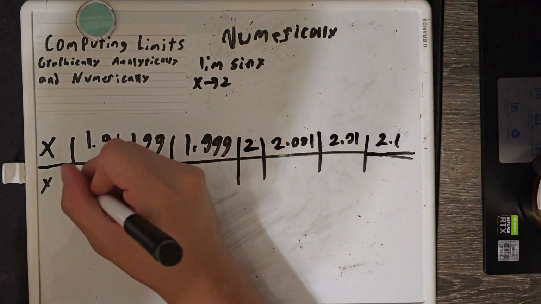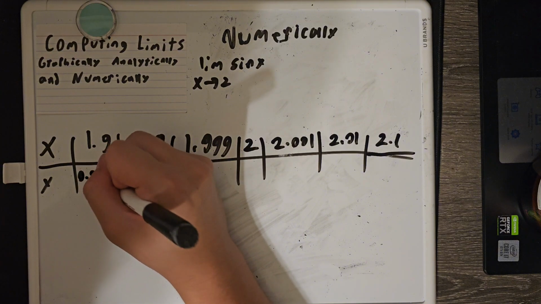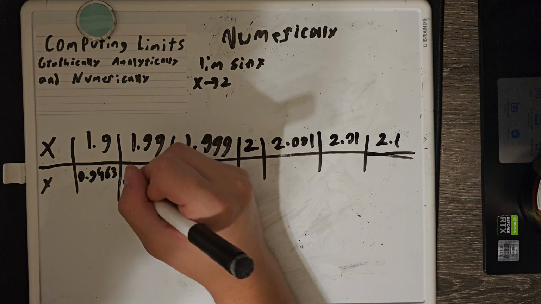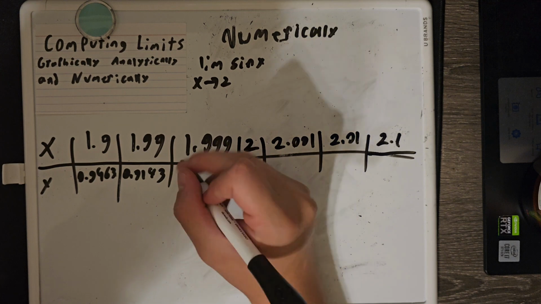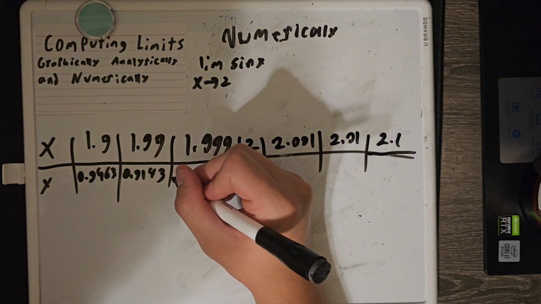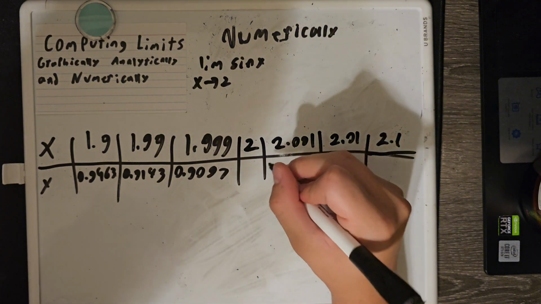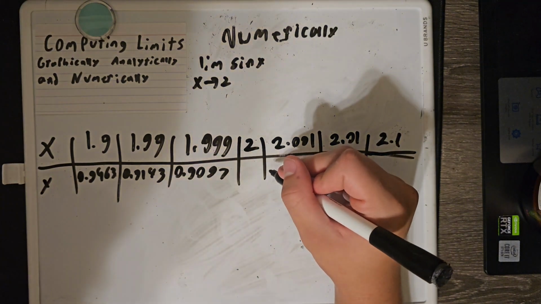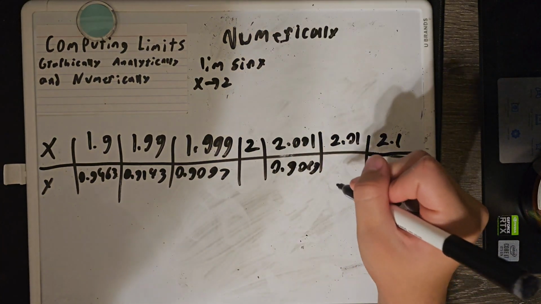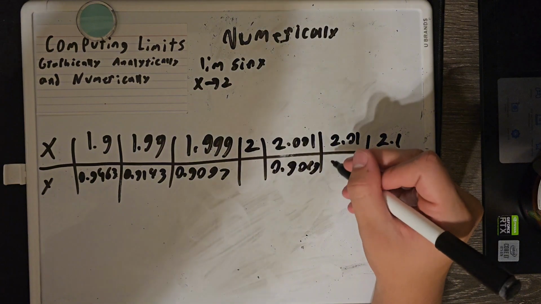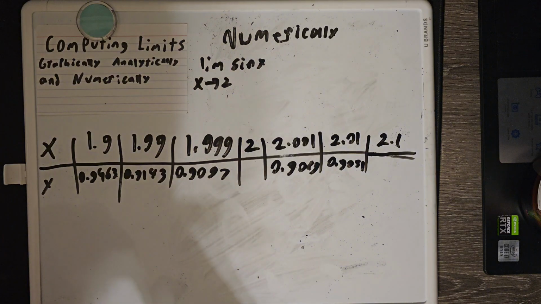Now, you just plug in the values. So 0.9463, then 0.9143, then 0.9097. Now we move over here, 0.9089, and then 0.9051, and then 0.8632.